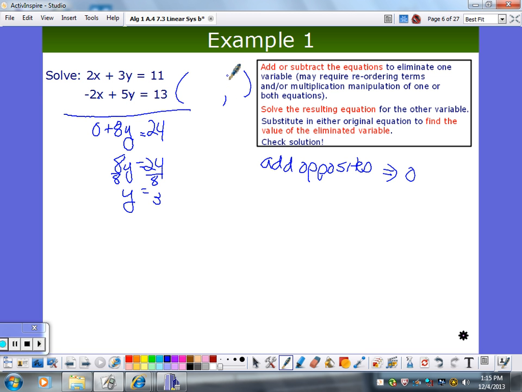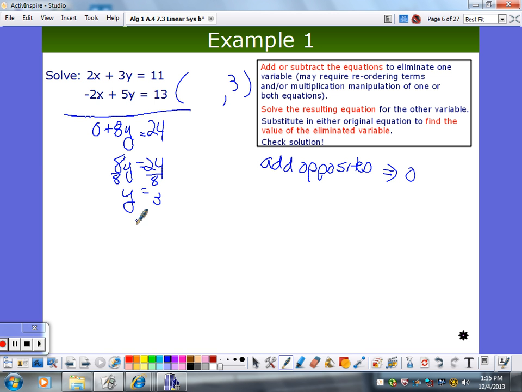We found the y value of the point of intersection of these two lines. So keep that graphing method in your mind, because I am finding the point where these two lines, if you were to graph them, are intersecting. Now, that's just the y value. How do I find the x value?